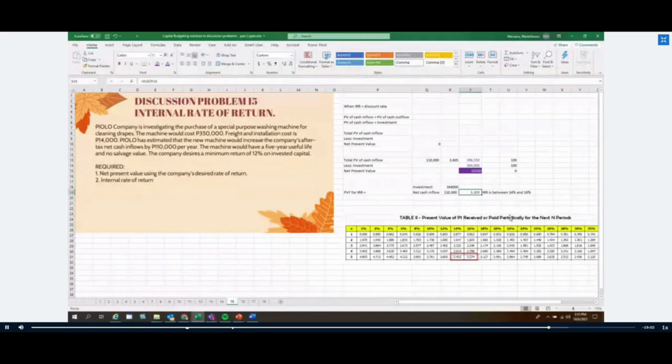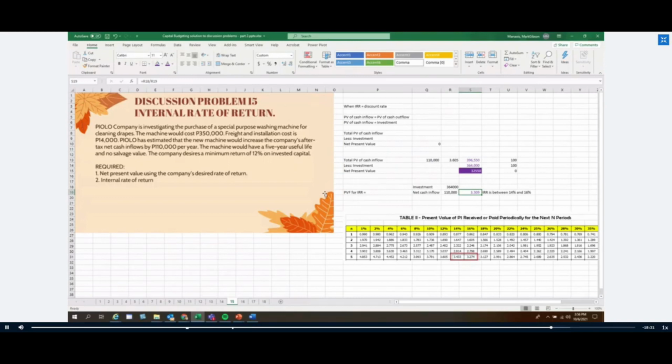Now class, if the factor is 3.309, where does it fall? So we can say that the IRR is between 14 and 16%, because that is the available data we have. 3.309 is in between 3.433 and 3.274. So it's between 14 and 16%. So that's how to compute for the internal rate of return.